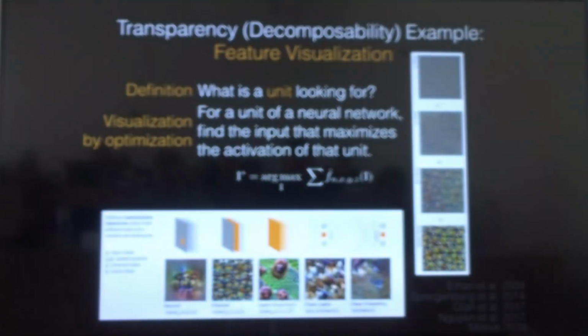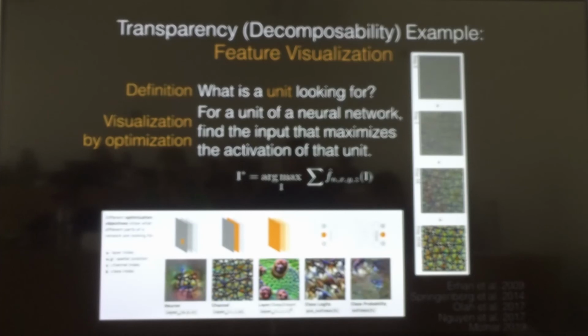And when I talk about a unit, I can talk about many different things. I can talk about a particular activation, a channel, a whole layer. There are an infinite number of approaches. And in general, what you would like to know is what this particular unit is paying attention to in order to make the prediction, right?